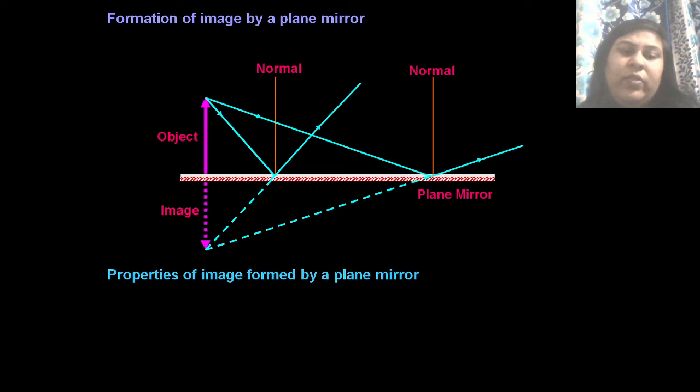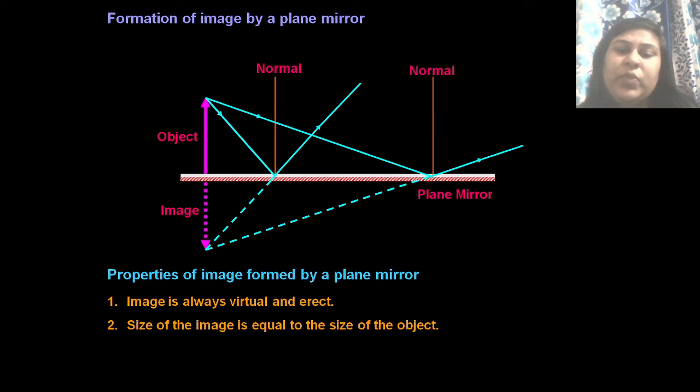So, properties of the image formed by a plane mirror. The first one is that the image is virtual. Virtual means the image is formed just behind the mirror. That's why the image is virtual. The second is that the image is erect. Erect means that the image is straight. It means if the pointing side is in an upward direction, then the image is also in an upward direction. The image is always virtual and erect.